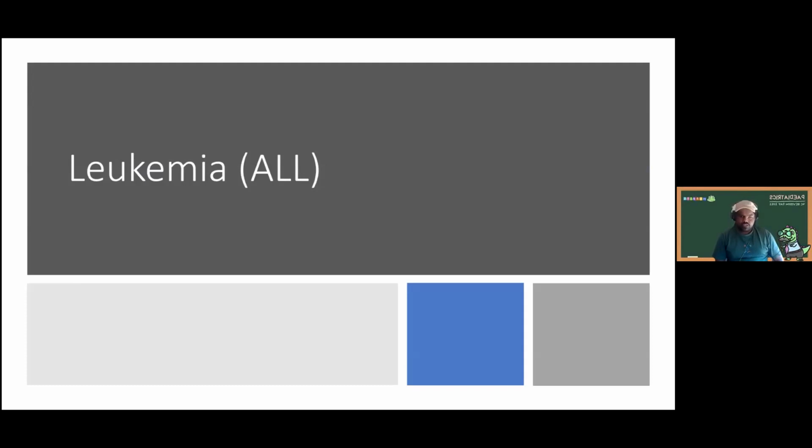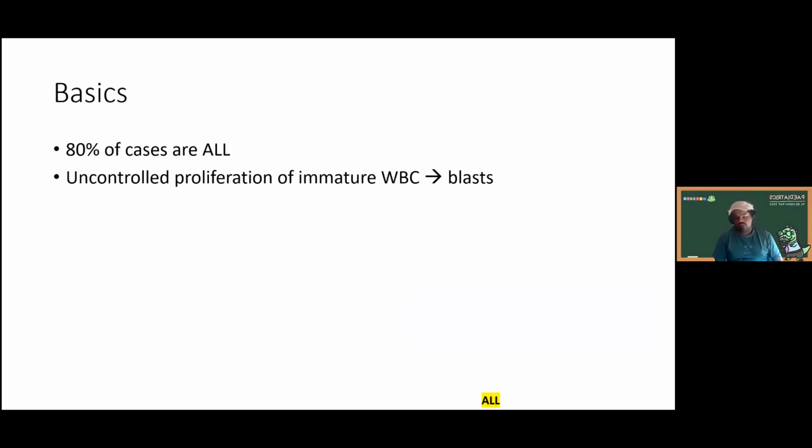So now we're going to touch on leukemia, specifically ALL, because this is the one that predominantly affects children. So the basics of this are that 80% of all cases of leukemia in children are ALL, and really this is an uncontrolled proliferation of immature white blood cells, and this results in blasts seen on the peripheral smear.